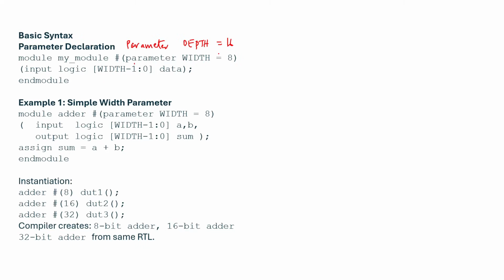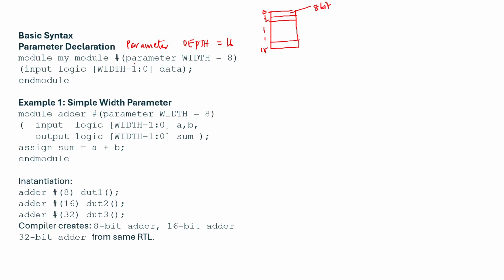So depth equal to 16. In FIFO, we are having width and depth, right? So here 16 means 0 to 15, so 16 locations we are writing the data. In these 16 locations, what is the size of the data? This is 8 bit.